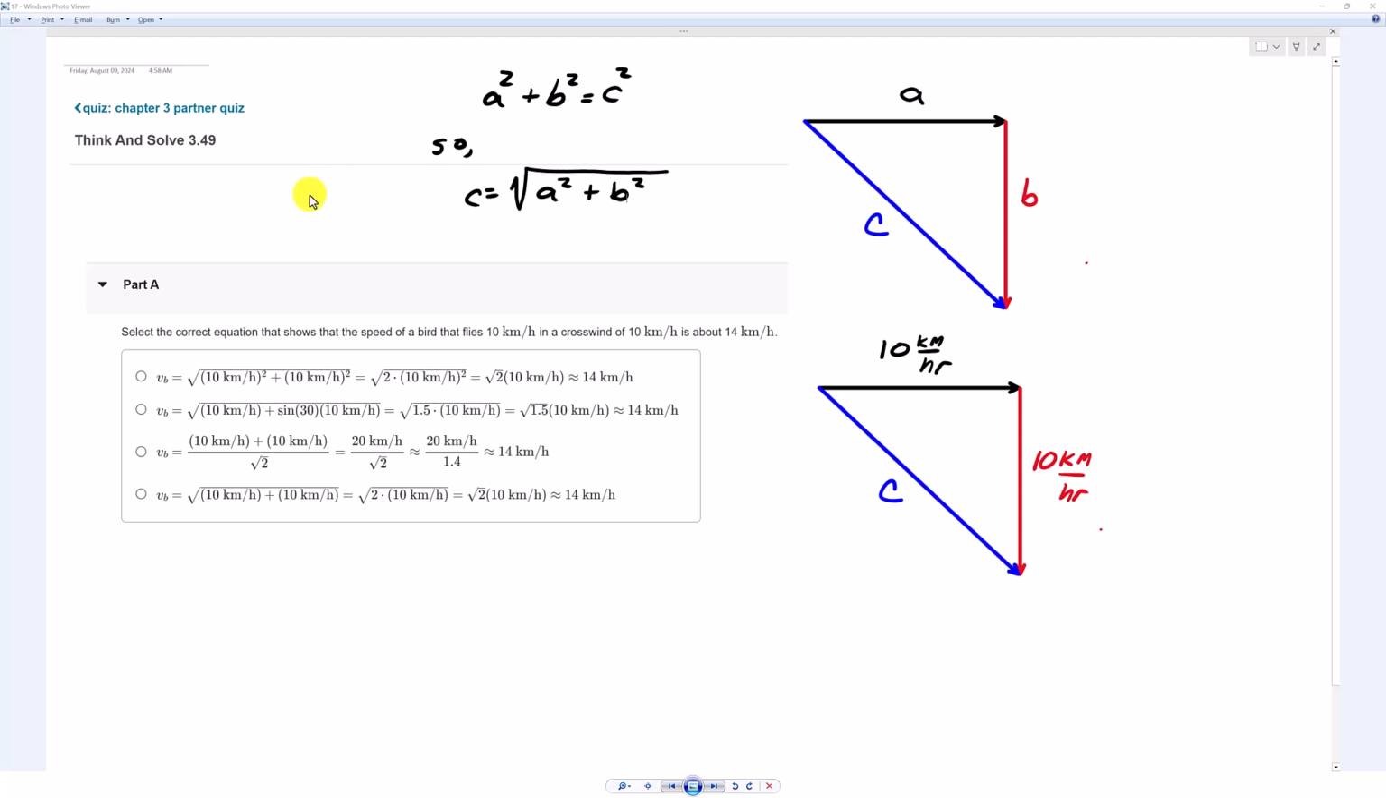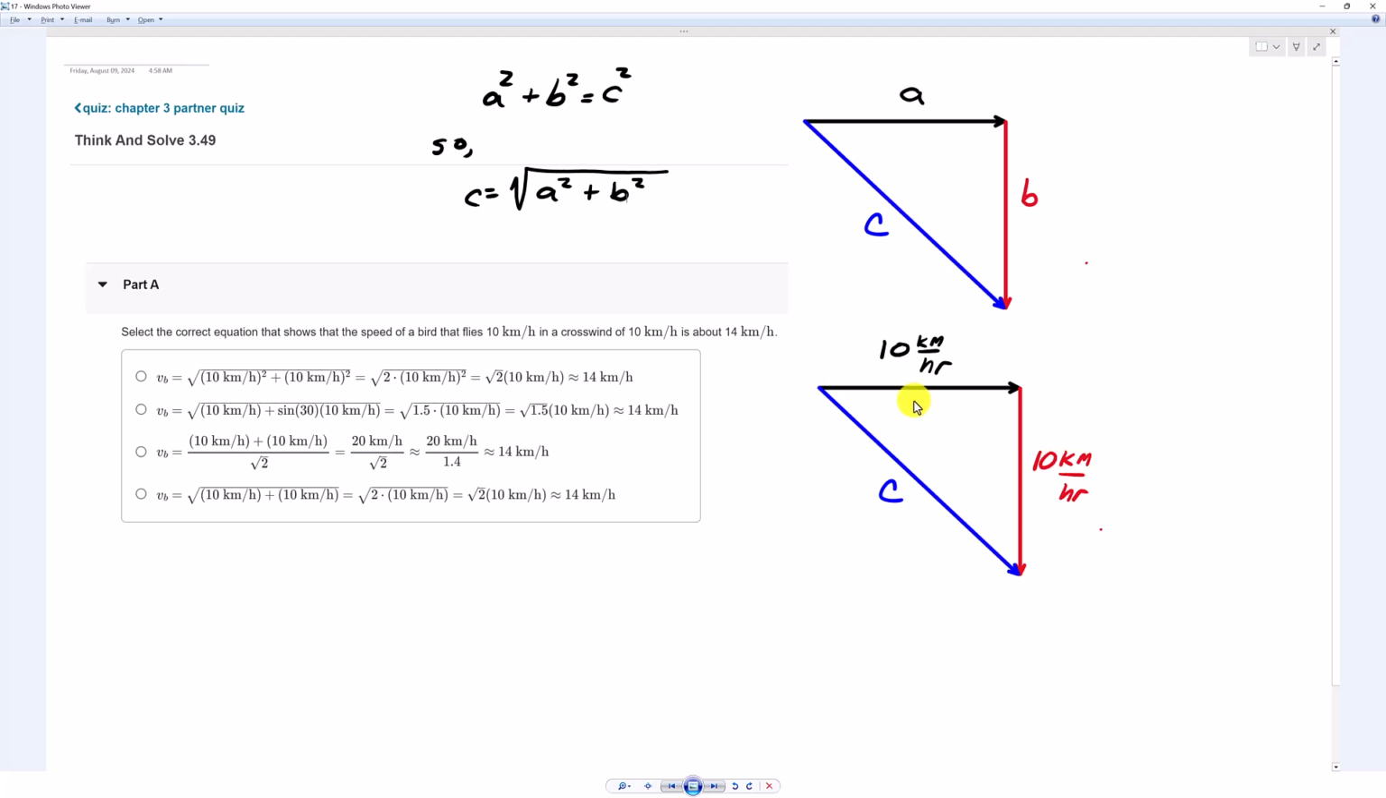Basically, here's the same problem for the last quiz problem. Select the correct equation that shows the speed of a bird that flies 10 kilometers per hour in a crosswind of 10 kilometers per hour is about 14. So I'll just do some general talking, but maybe come back to the Pythagorean theorem again a little bit. The Pythagorean theorem, as you might remember, is when you have a right angle triangle, which means this black vector is at a 90-degree angle with respect to the red vector, you could say a squared plus b squared equals c squared, and that's what I have here, just general Pythagorean theorem.